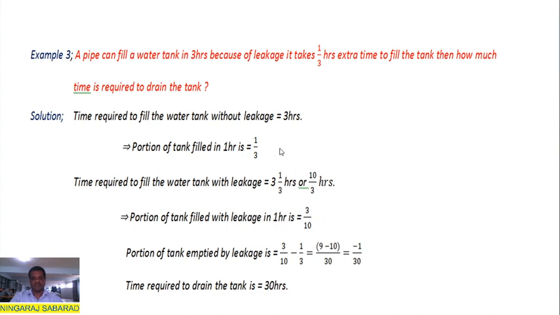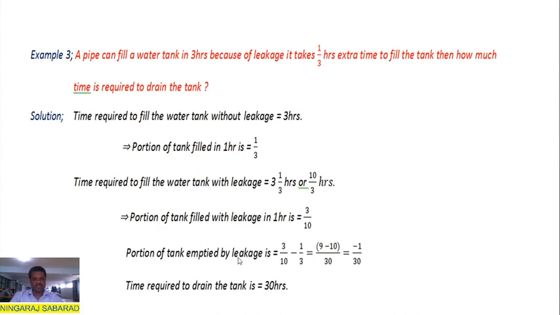So just take the reciprocal of this time, as you did in the previous case. The reciprocal of 10 by 3 is 3 by 10. That gives the part of the tank filled with leakage in 1 hour. So here we are supposed to first calculate the portion of the tank emptied by leakage.